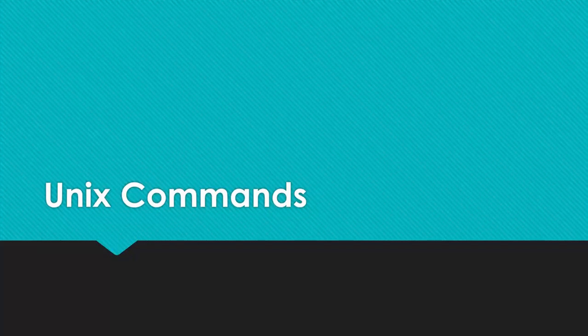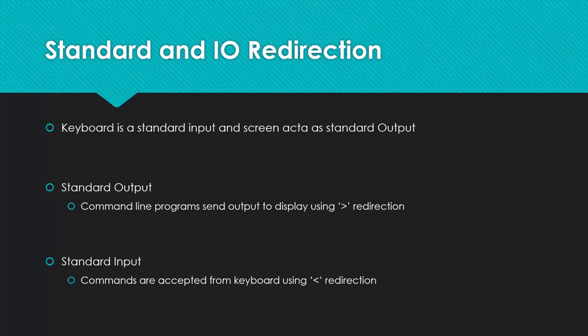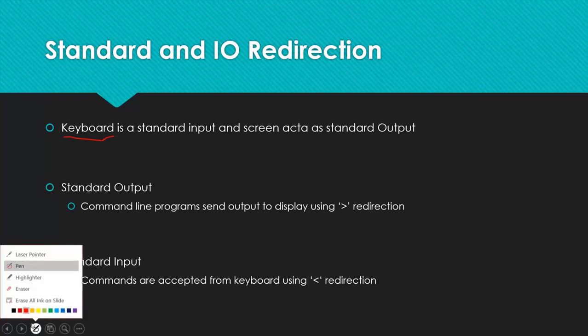In today's session we are going to discuss the rest of the set of Unix commands. First we are going to discuss what is standard input, output and redirection. Standard input means, when you consider any kind of standard input, the keyboard is considered as the standard input device from which we are going to read the input. This input will usually be in the form of commands. The commands given by the user will be considered as the standard input, which is usually read from your keyboard.